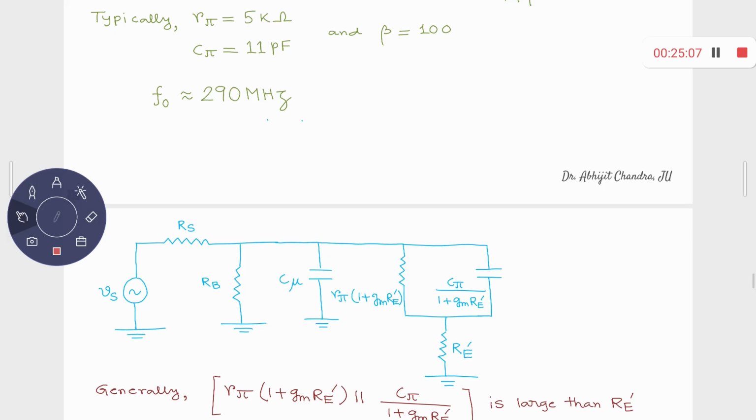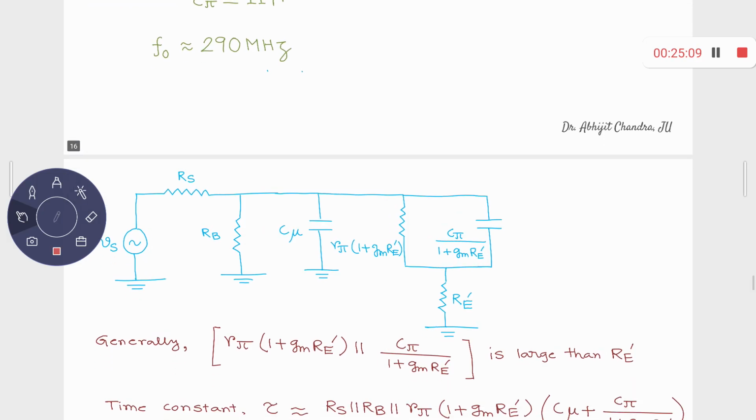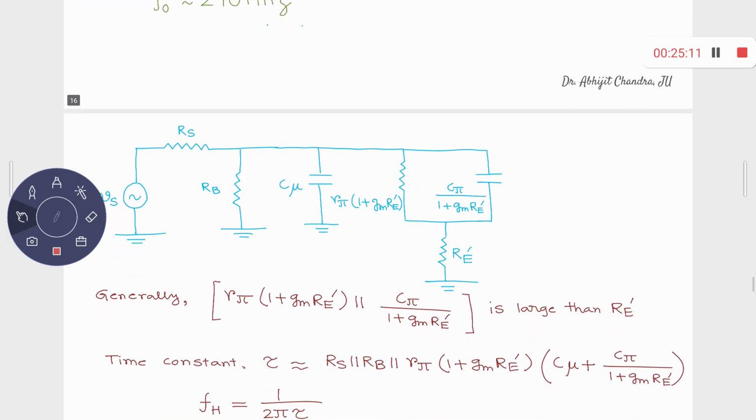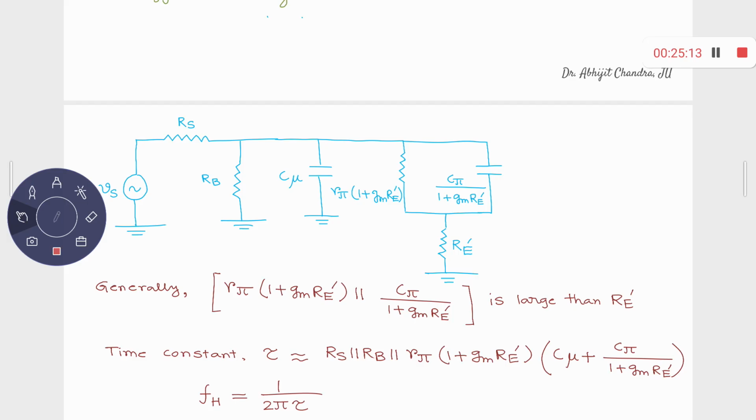What is that? How does it look like? This is the circuit, no? This is the circuit. What I get? This one is in parallel, R pi times 1 plus GM RE prime. This is in parallel with C pi by 1 plus GM RE prime. Okay, and that is typically large with respect to RE prime. Why typically large?